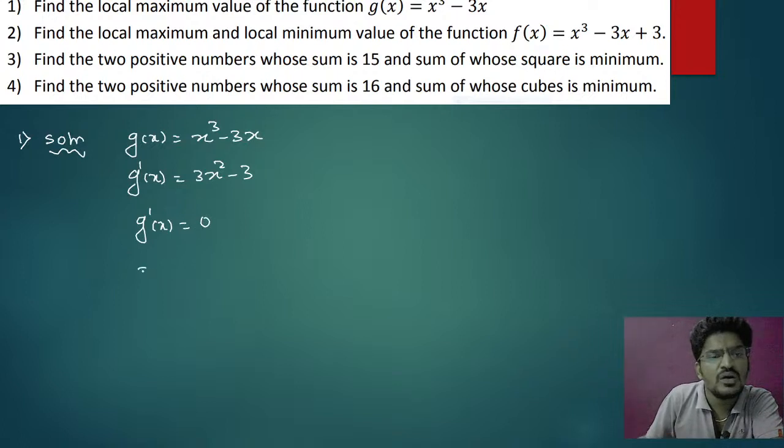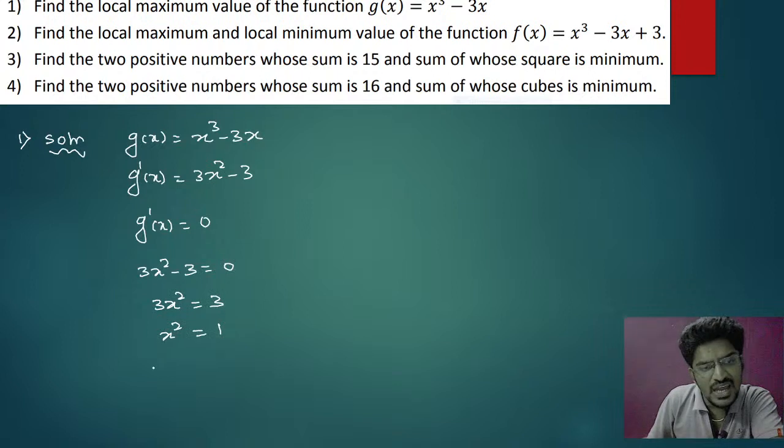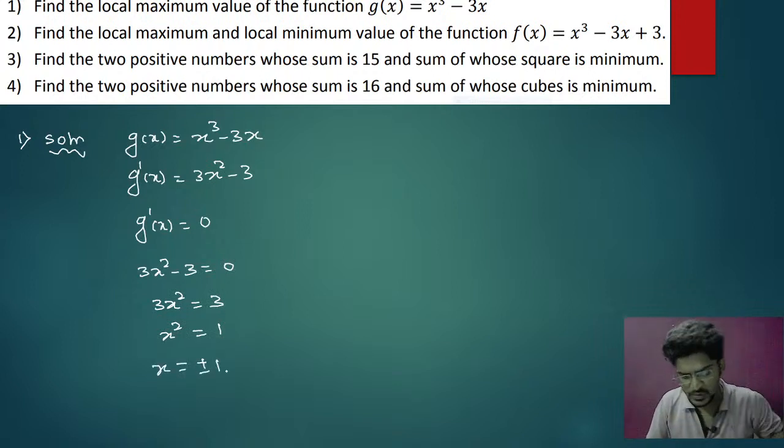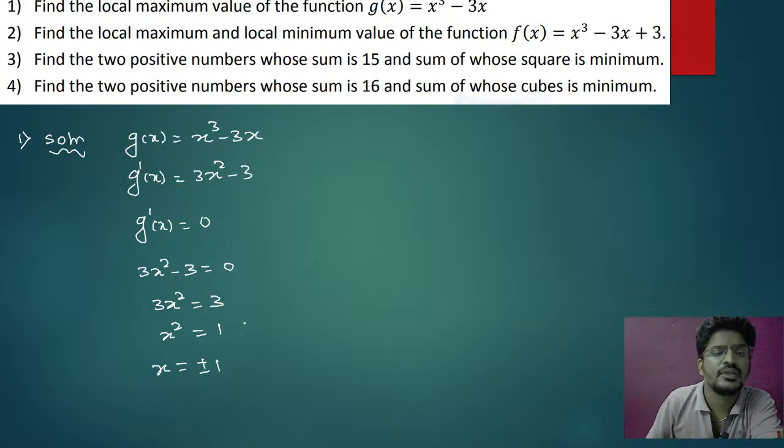Okay, so now 3x square minus 3 will be equal to 0. 3x square equal to 3. X square will be equal to 1. And x will be equal to plus or minus 1. Okay. So now again I have to take the double derivative from this g dash of x.